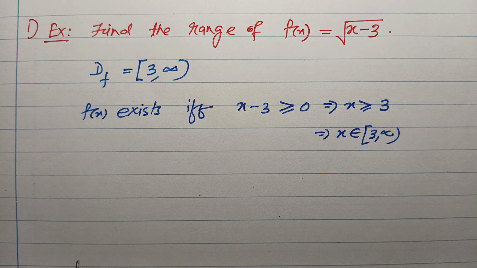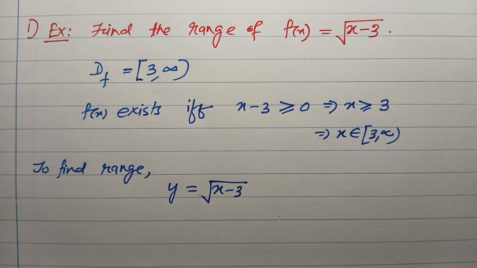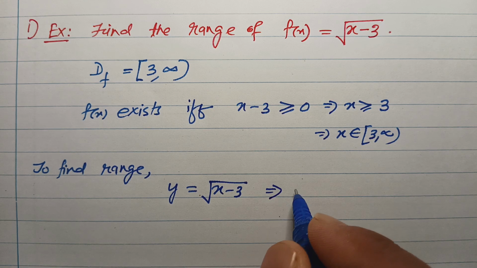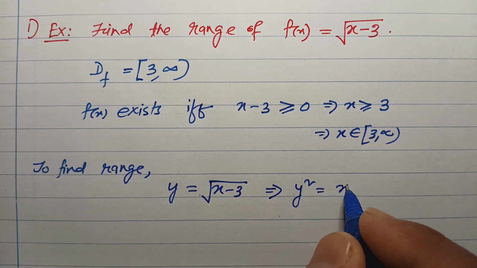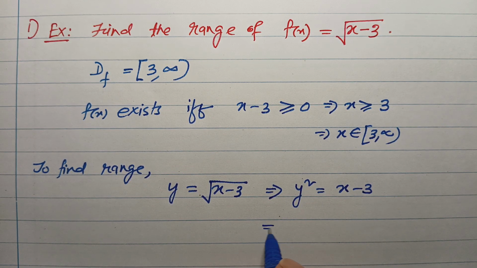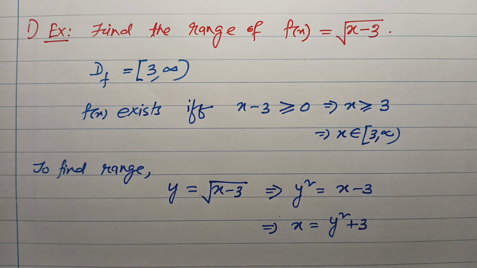To find the range, what we have to do? We have to introduce the variable y. So y = √(x − 3). Squaring both sides, y² = x − 3, which will imply x = y² + 3.